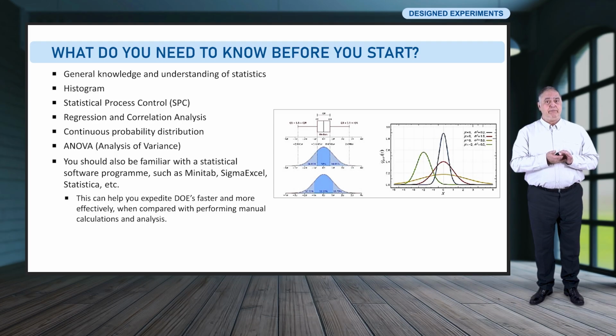These are the very basics that you have to know and understand before you start controlled and designed experiments. You should also be familiar with at least a statistical software program, such as Minitab, Sigma Excel, Statistica, etc. This can help you expedite designed experiments faster and more effectively when compared with performing manual calculations and analysis.